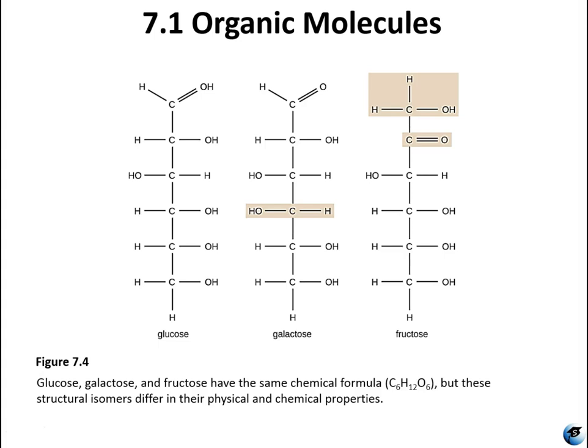These are some examples of structural isomers. What that means is they have all of the same atoms, but not all of the atoms are bound in the same sequence, and it highlights the differences. So you have glucose, which is the simplest sugar, and then you have galactose and fructose. All of them have the same chemical formula, C6H12O6, but they're not bound in the same sequence. So those are structural isomers.